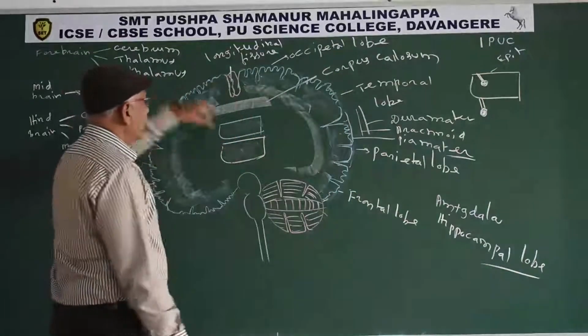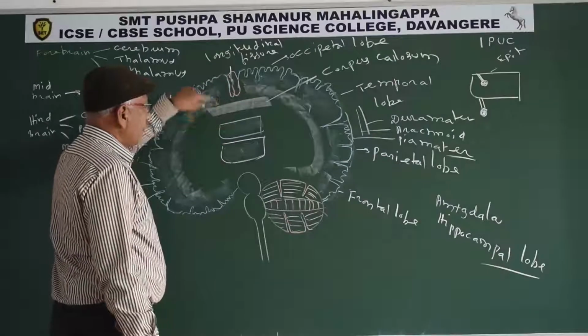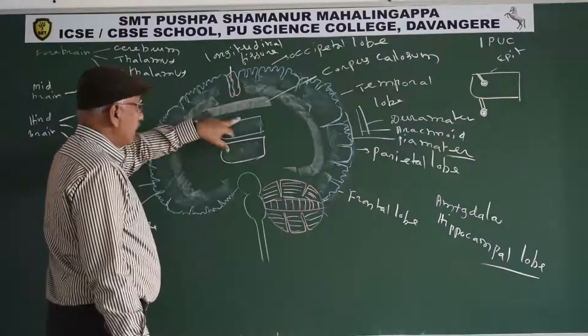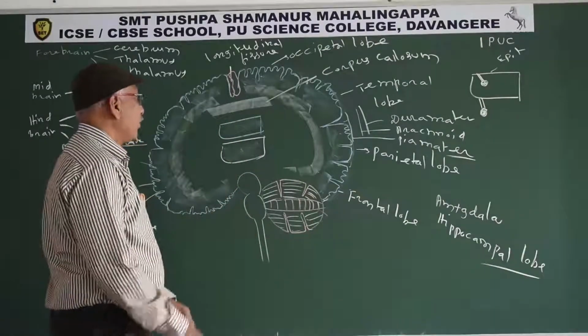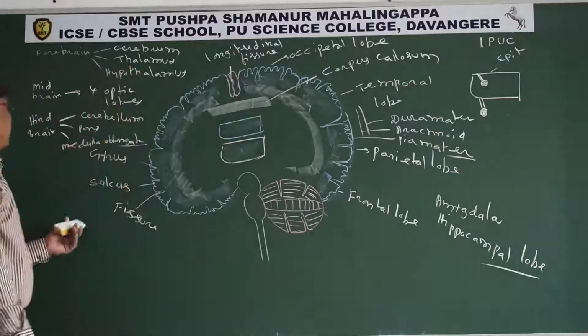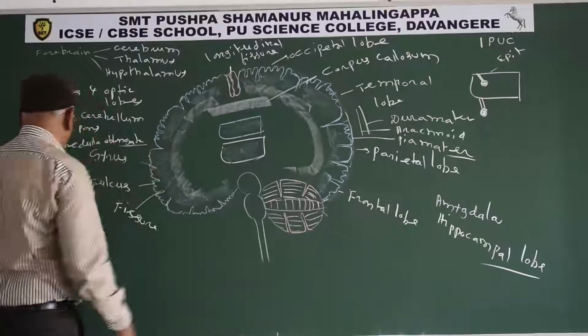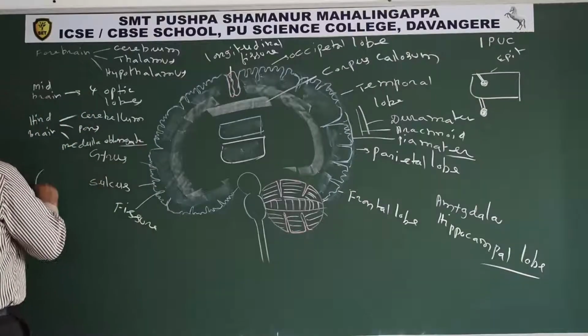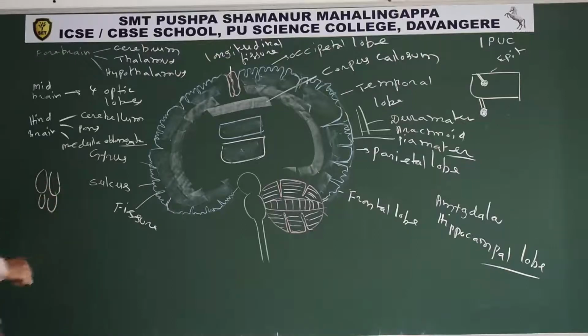So these are the three parts of forebrain: cerebrum, thalamus and hypothalamus. Next one, midbrain. Midbrain is also known as mesencephalon. Midbrain is in the form of four optic lobes on the dorsal surface. The anterior two optic lobes are bigger, known as superior colliculi.